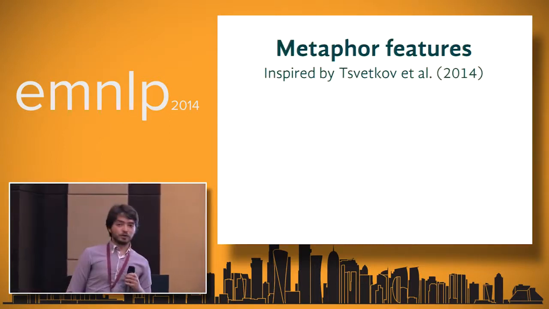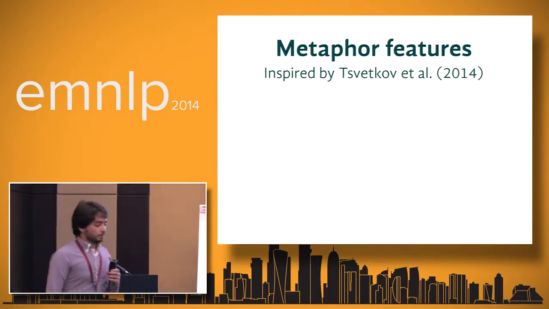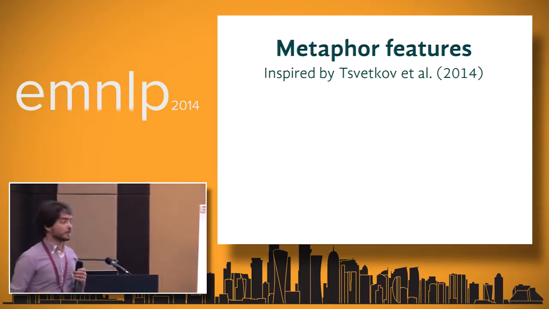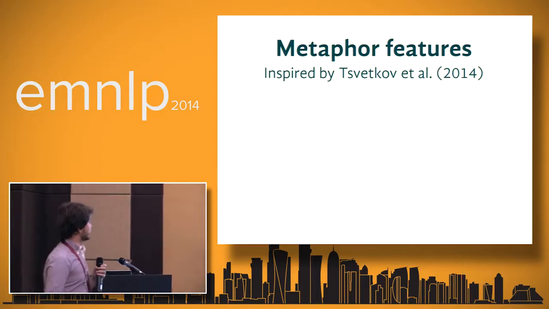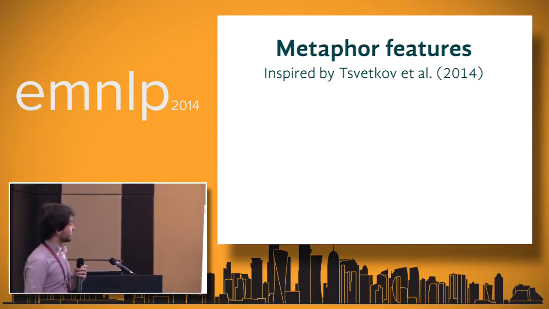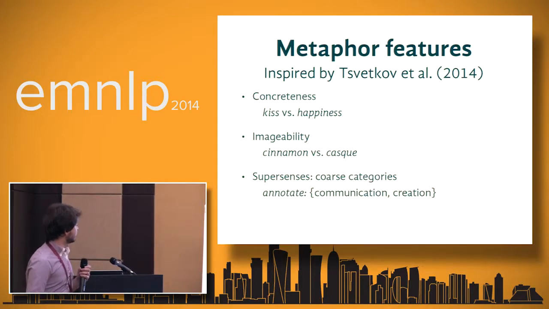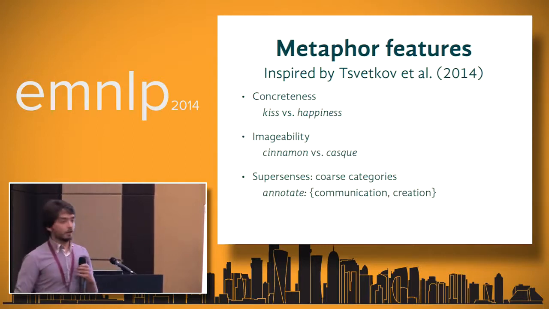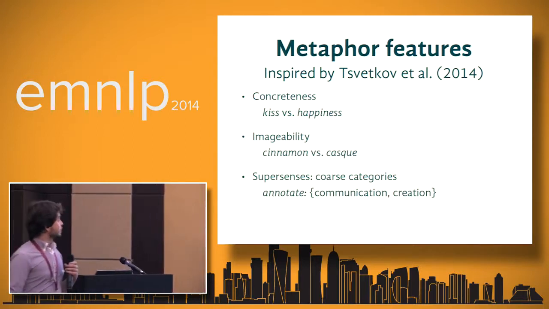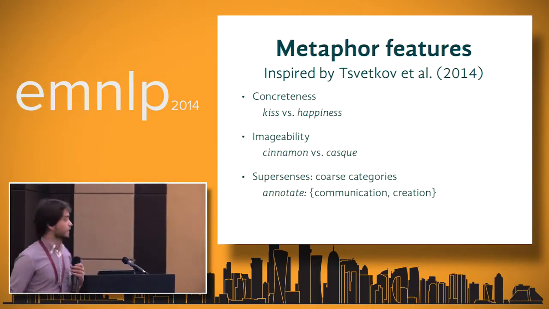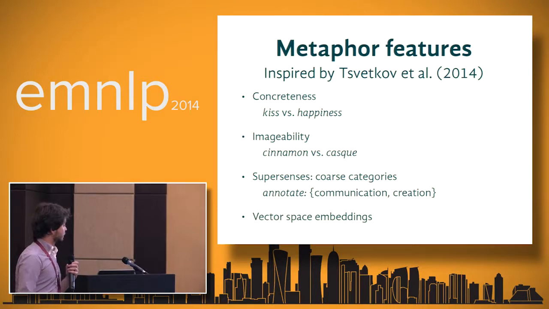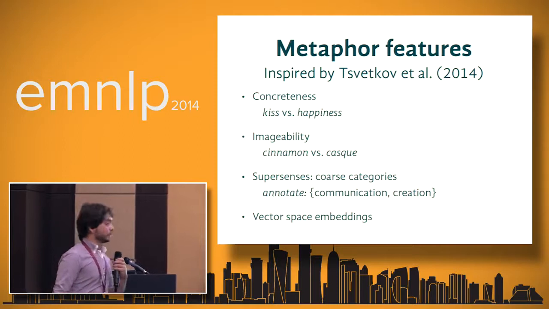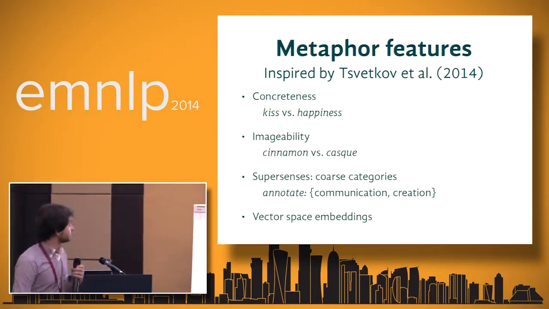Moving on, there has been research on metaphor, right? So there is an idea that there is an underlying idea of figurative language that maybe applies to similes as well. So we use the features used by Tsvetkov et al. for metaphor detection. These features are concreteness, imageability, and supersenses, which are the top-level WordNet categories of words. So these features were shown to work well for detecting metaphors. Furthermore, they're predicted from vector space embeddings that are also part of their model. So this is the model used by Tsvetkov et al. for metaphor detection, and we also consider their features in our work.